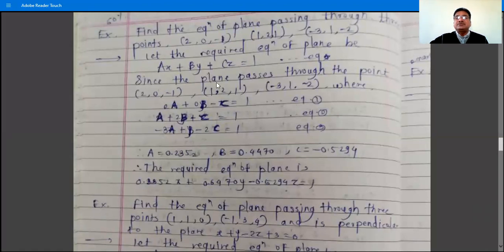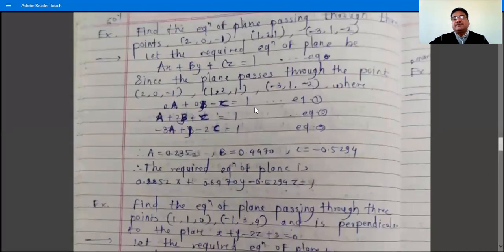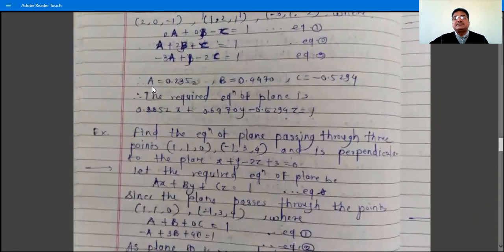Since this plane passes through these 3 points, the points satisfy the equation, so we have 3 equations. The second point also satisfies the equation: substitute x, y, z as 1, 2, 1. So a plus 2b plus c is equal to 1, equation number 2. The third point also satisfies the equation: substitute x, y, z as -3, 1, -2. We have minus 3a plus b minus 2c is equal to 1. After solving these 3 equations, we have the values of A, B, C as this, either written in decimal or fractional form.